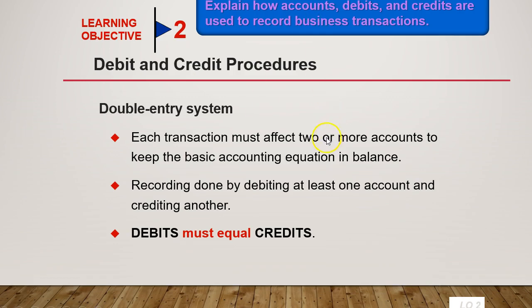Now, if you notice that in our first video lecture with the accounting equation, there were always at least two accounts involved in recording each business transaction. When it comes to what we call debits and credits, it's the same concept, meaning that for every transaction, at least one account is going to be debited and at least one account is going to be credited.